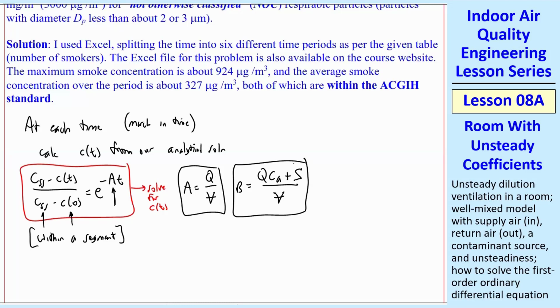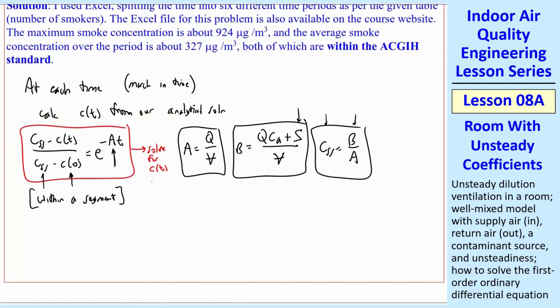CA is the same, Q is the same, but S will change with each segment, so that will change. And then CSS was B over A. That will change because B changes. So CSS will also change with each segment. So solve this for C of t, do a little bit of algebra.